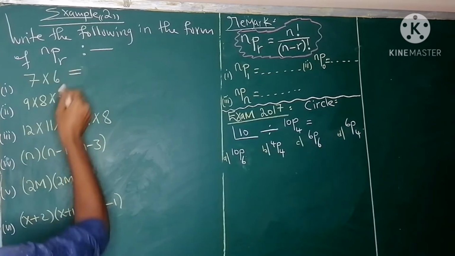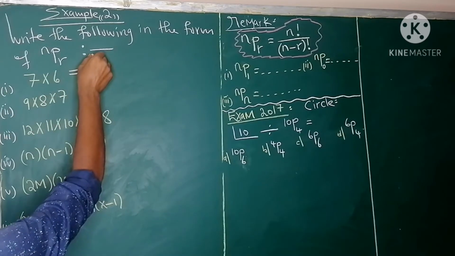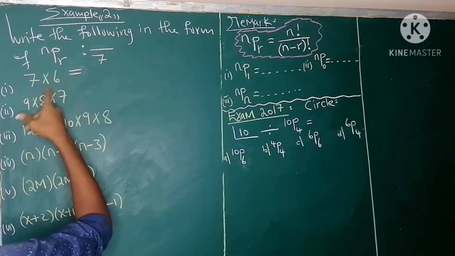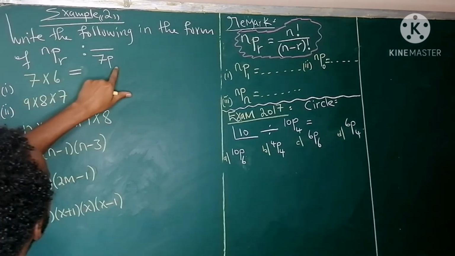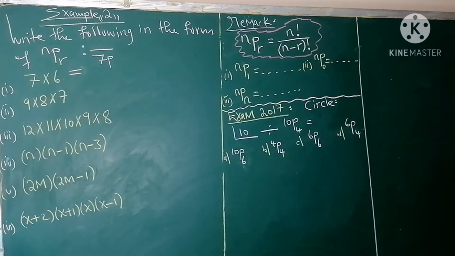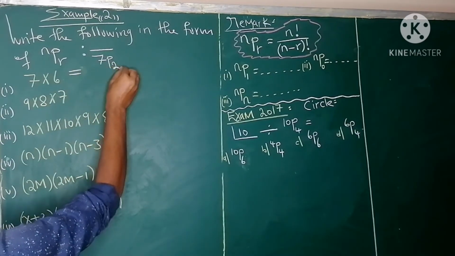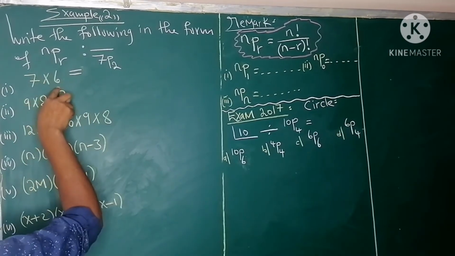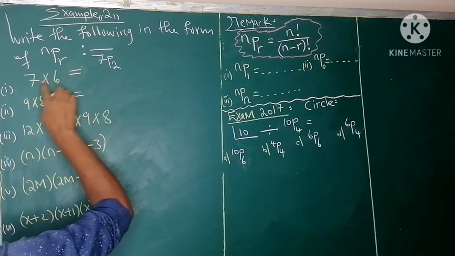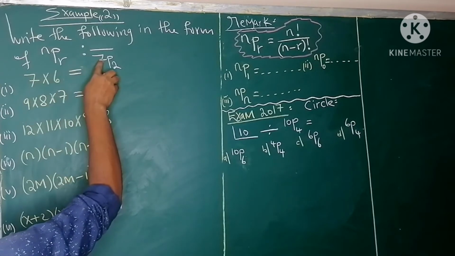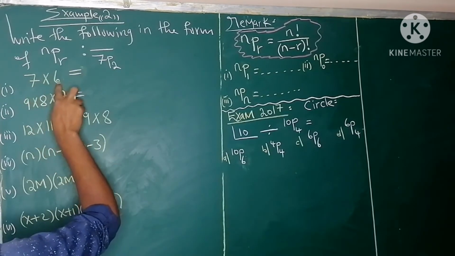Number 1, 7 times 6. The beginning is 7, because these are 2 factors and the biggest one is 7. P, and here put the number of factors. How many factors do we have here? We have 2 factors. Therefore, 7 times 6 equals 7P2, and so on. Keep in mind, always the big factor will be up. And what is down here? The number of factors. 1, 2.